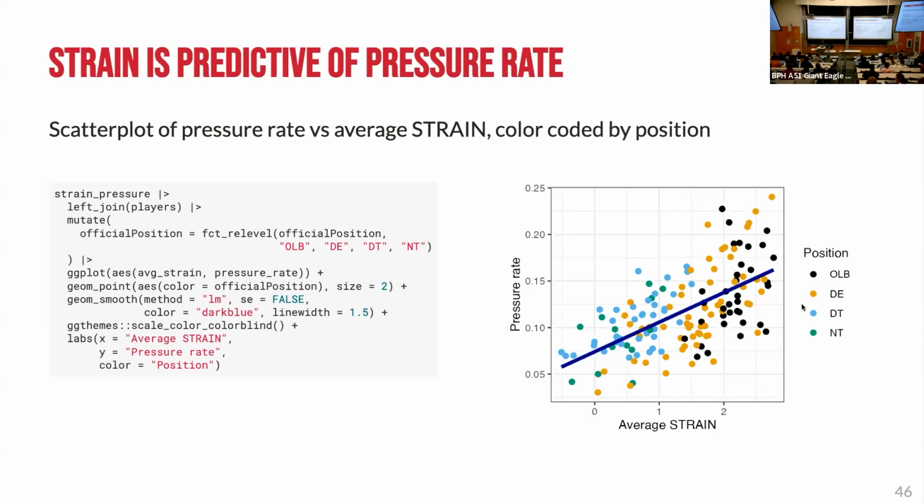And again, this also reflects the strength of the correlation value that we showed earlier, 0.61, which is a moderately high correlation between strain and this pressure rate. So overall, we can say that strain is predictive of pressure, which is another good validation of our metric.